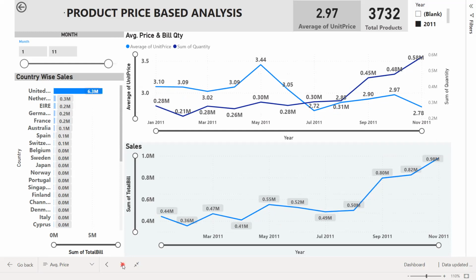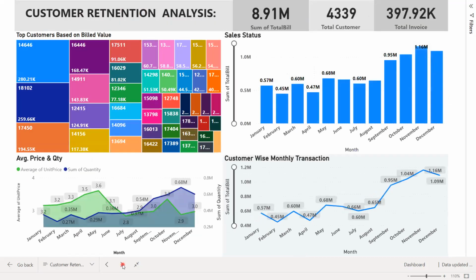Further, to proceed, we have tried to do a customer retention analysis. In this analysis, we try to find out a customer segment, or the top customers who are buying more, based on the billing amount. We found that most of these customers have done the highest transactions, so based on that, we have ranked them.